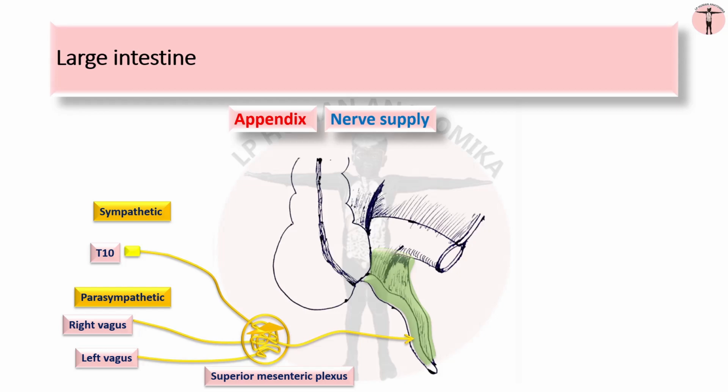Afferent nerve fibers concerned with the conduction of visceral pain from the appendix accompany the sympathetic nerves and enter the spinal cord at the level of the 10th thoracic segment. For this reason, the pain of appendicitis is referred to the umbilical region.